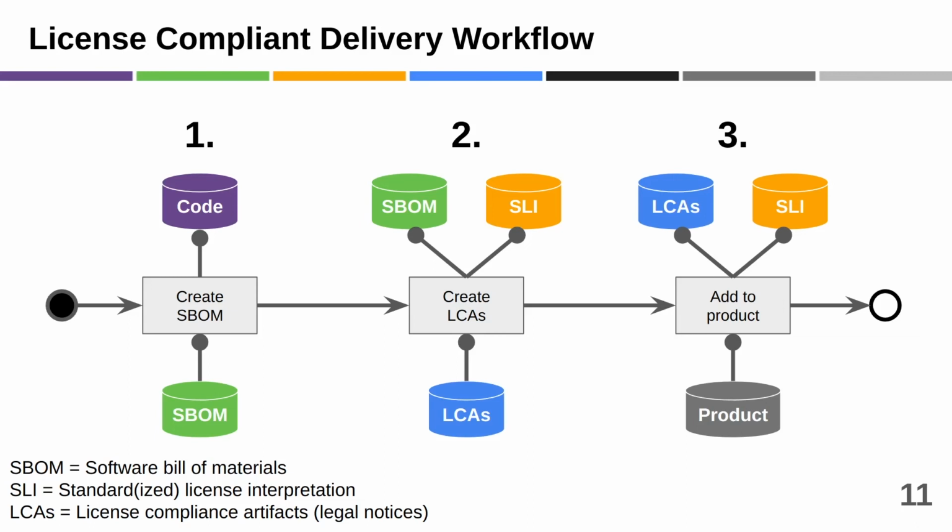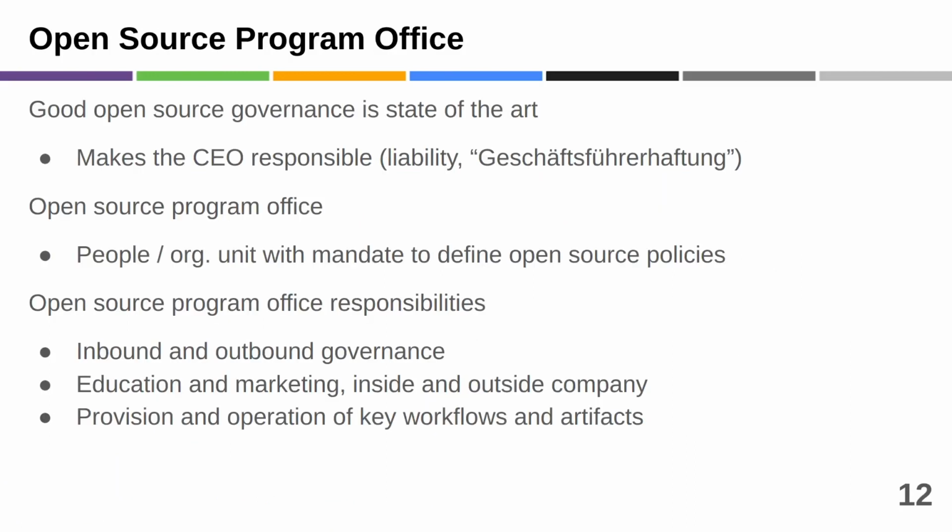All the large companies have processes like these. All the large companies therefore have an open source program office, which is some org unit or staff function, where the people are who have the mandate of managing the open source policy of the company. They can help you if you're a developer in one such company ship your product legally correctly, doing all the things I pointed to in my previous slides. They have the mandate about inbound and outbound open source governance, education, marketing within the company, and so forth. If you love open source, maybe that's a job for you.